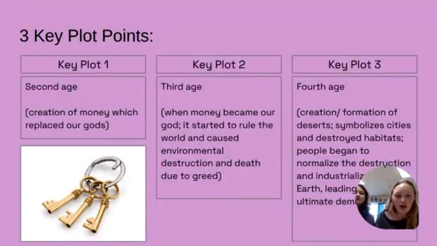For the fourth paragraph, that's the fourth age. That's when she describes the creation and formation of deserts, and those symbolize cities and destroyed habitats. And this is also when people began to normalize the destruction and industrialization of Earth, leading to ultimate demise.